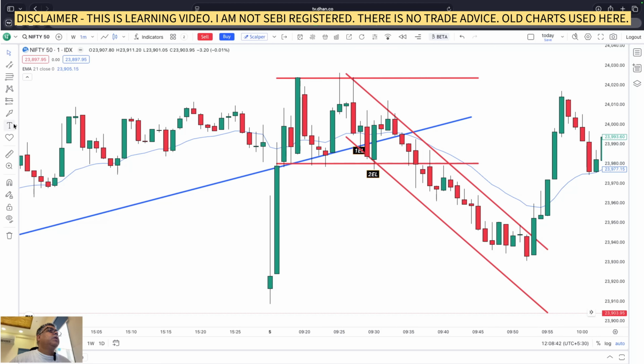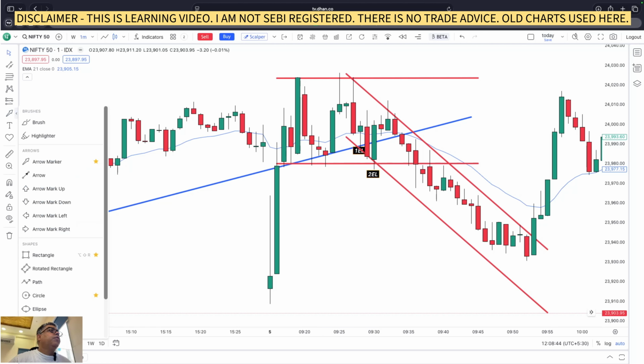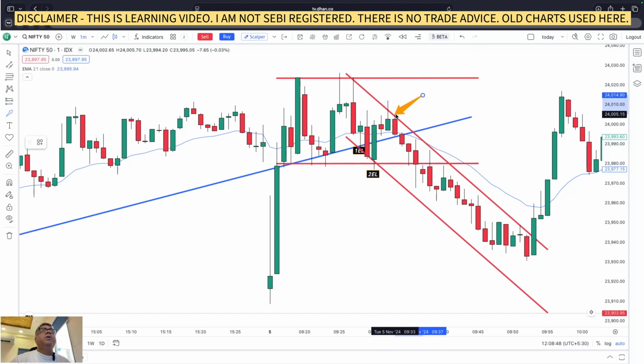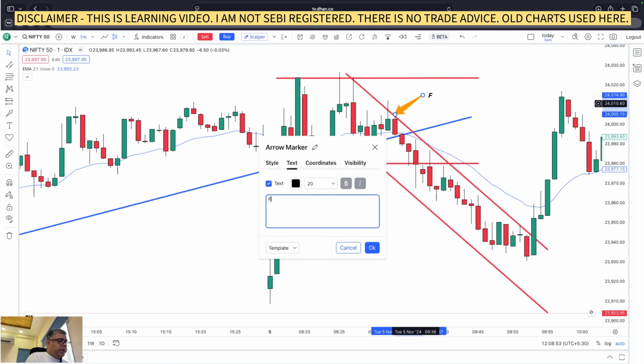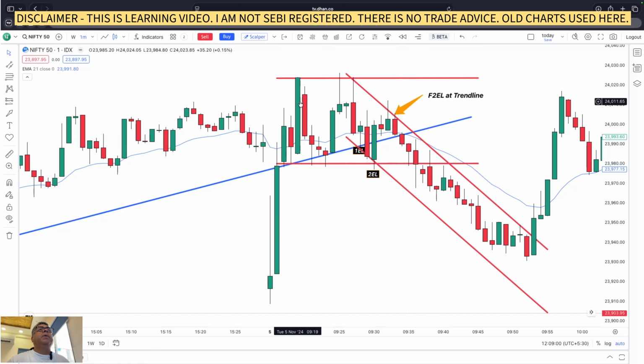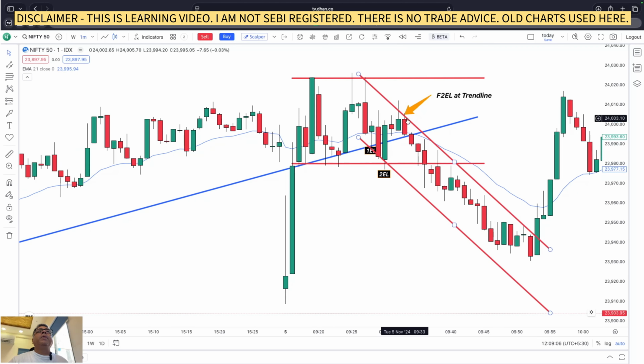So we have a failed second entry long here. This bar is the failed second entry long and it is at trend line. Actually, this is not a very good trade setup because there are a lot of overlapping bars. You can skip this and wait for some more time. Counting from this swing high, this is the first entry long, this is the second entry long which failed. This is a better setup.